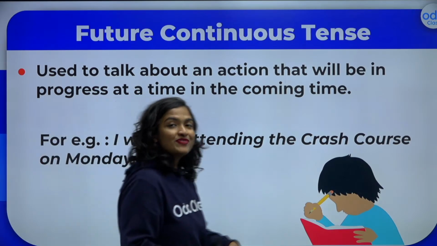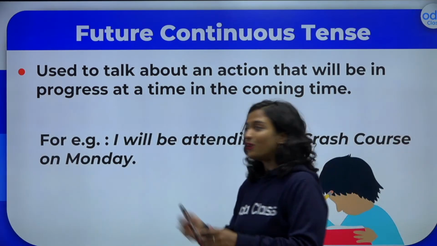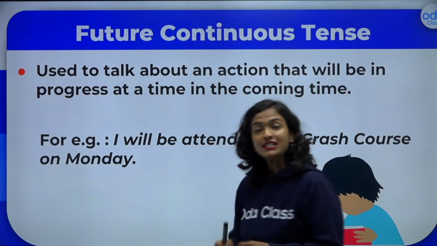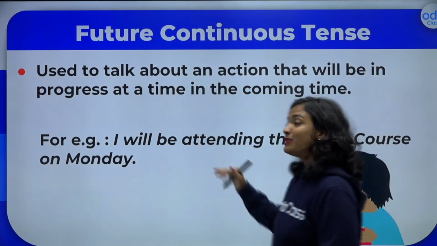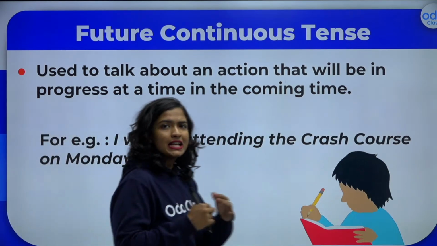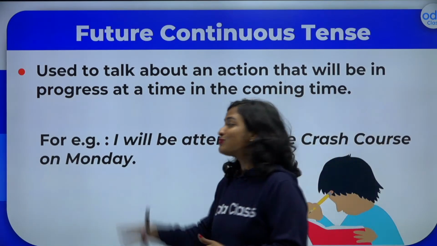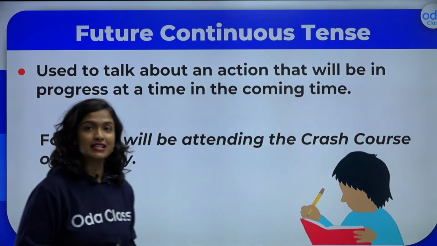For example, I will be attending the crash course on Monday. So this, students, here we have our continuity, right? I will be attending. And also, what are we doing, students? On Monday, which means it is in the future. That's why I use the future continuous tense here.